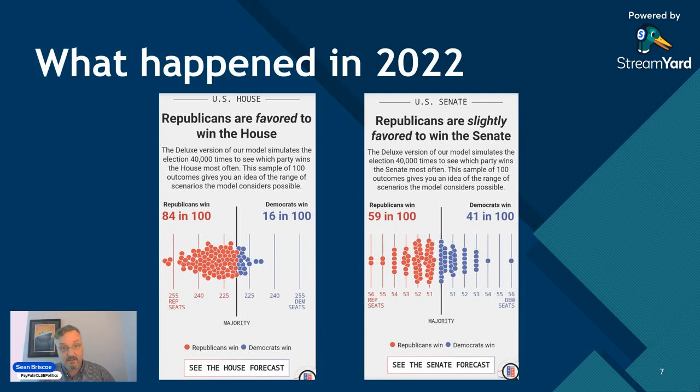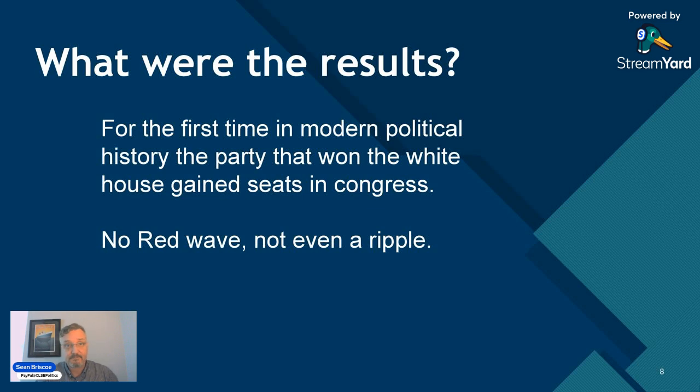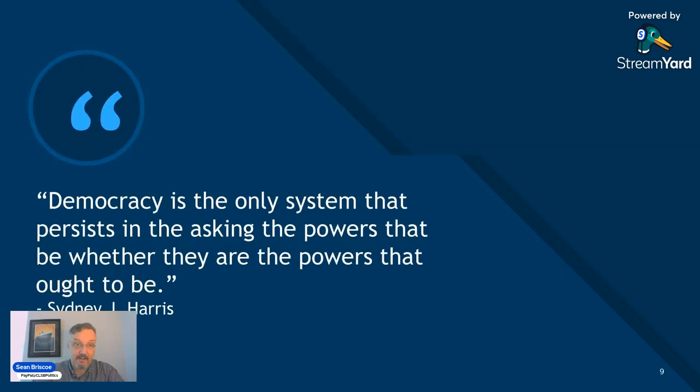And because it's the midterms, it's a much smaller universe of voters, about half the size of a presidential general. That made the independent vote switch that much more prominent. It was also the first time in modern political history that the party that won the White House gained seats in Congress. There was no red wave, not even a ripple. These are facts.